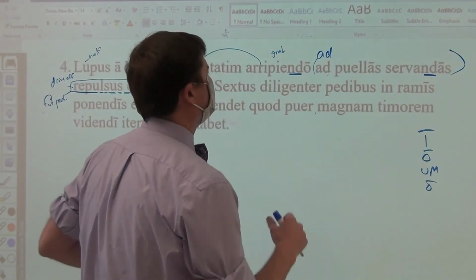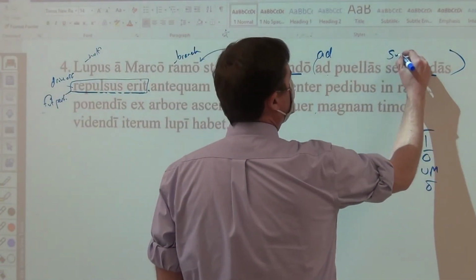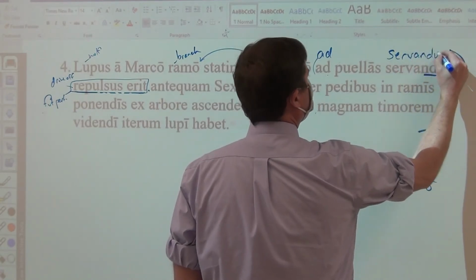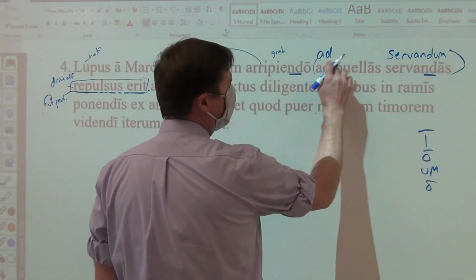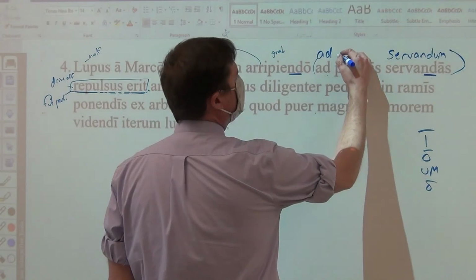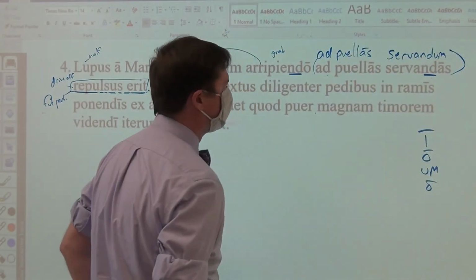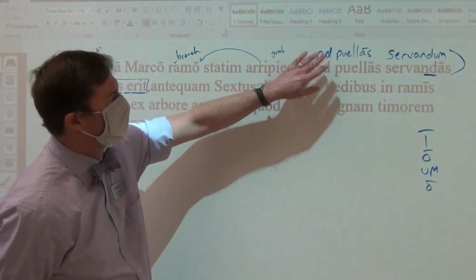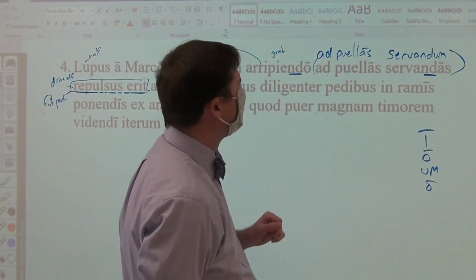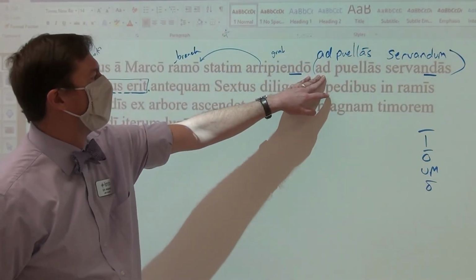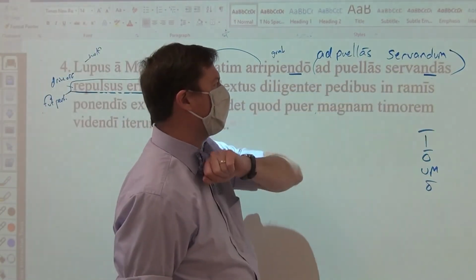So this is what you should have put: ad servandum, for the purpose of saving. And then puellas remains puellas because it's now the accusative direct object. So the blue says for the purpose of saving the girls, and the black says for the purpose of the girls about to be saved.